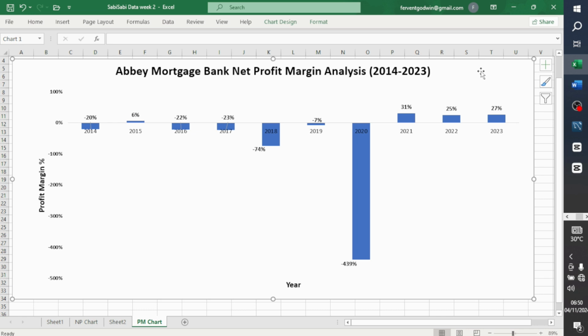All right, so in my last video, I did an analysis on the net profit of Abbey Mortgage Bank Plc, and in that video I analyzed the dips and the declines, and then the performance they had above the line and what they had below the line.